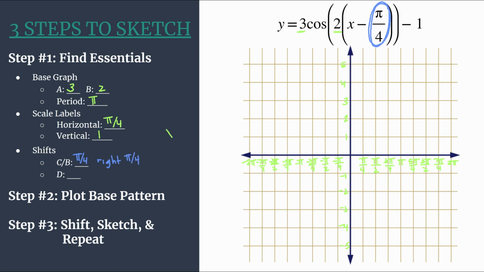Okay, and that should work out really nicely. Notice our scale labels are actually counting in increments of pi over 4. And so when we shift, we're just going to shift 1 graphical unit because that'll be what we've labeled pi over 4. So that's going to be really nice. And you notice D is -1. So we know we're going to be shifting our base graph down 1. And we'll tackle those shifts in step 3.